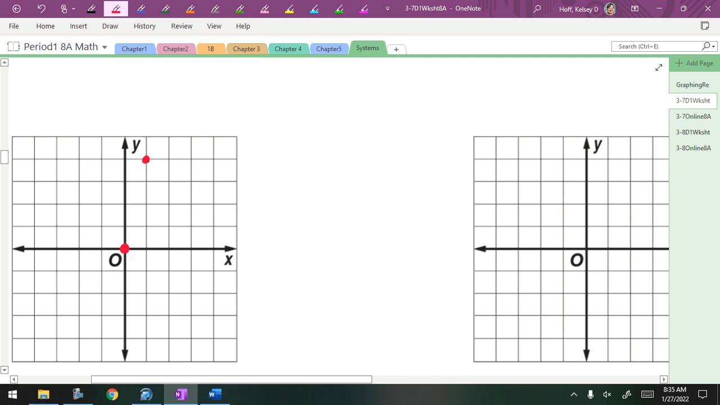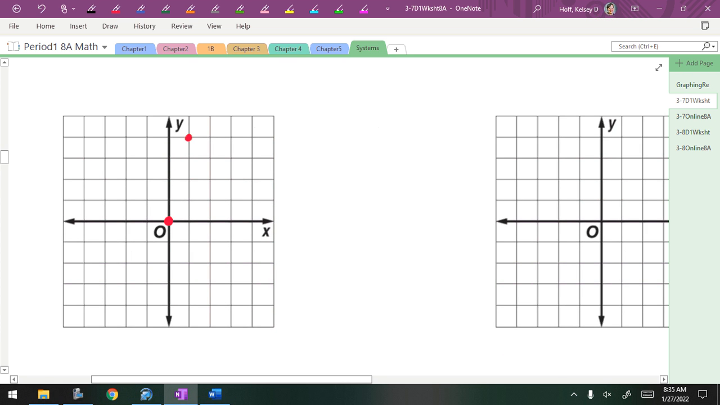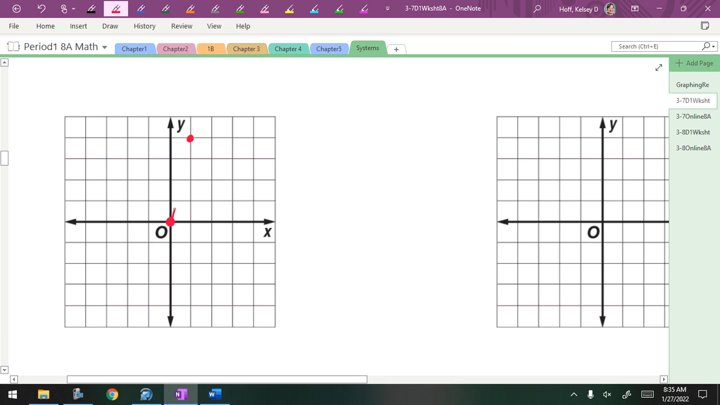Use your ruler. Connect those 2 dots. Start at 0, 0, and then go up 4, right 1. Your line should always look better than mine. Is it what? Oh, that's fine.